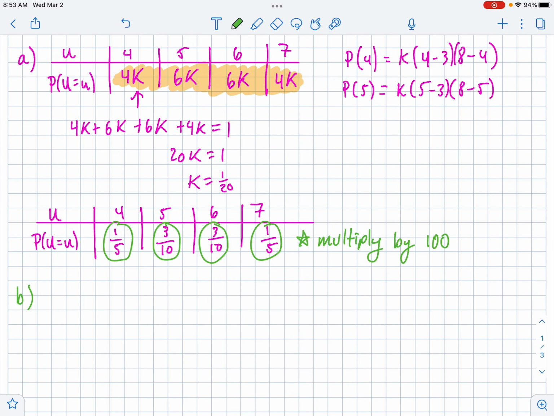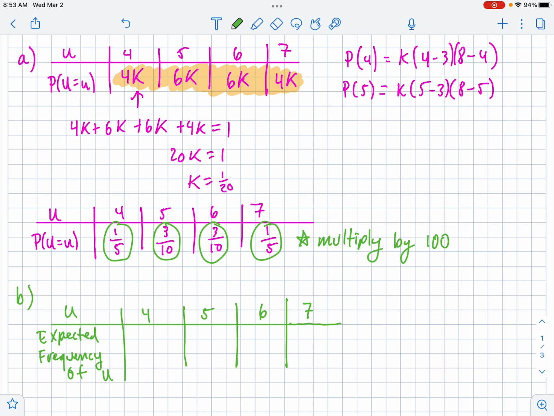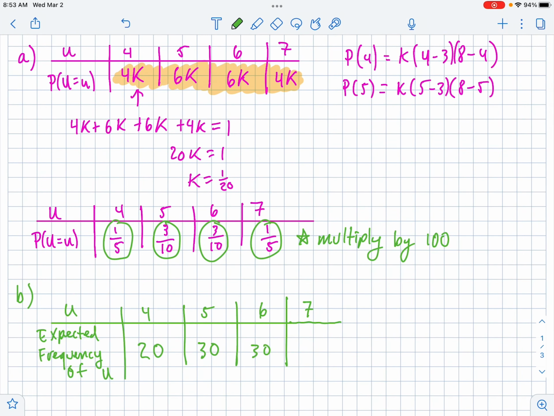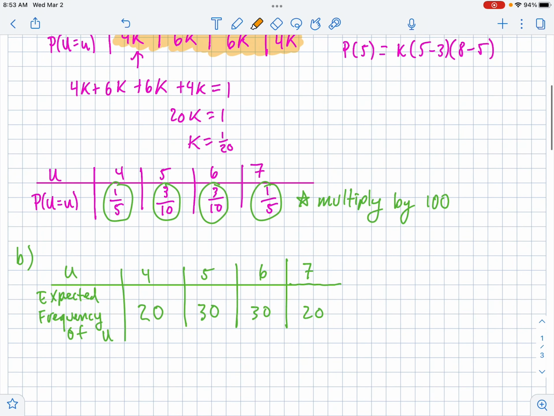So we'll do another one for the 100 trials, where this is u. And then this is not the probability anymore, it's the expected frequency of u. So we still have 4, 5, 6, 7. But we're going to take each of those numbers and multiply them by 100. So you get 20, 30, 30, 20. Please notice that if you add all 4 of these, that these add to 100.